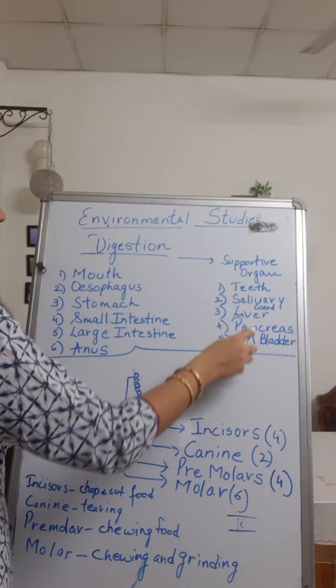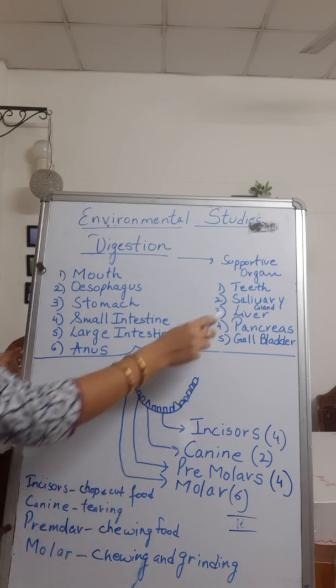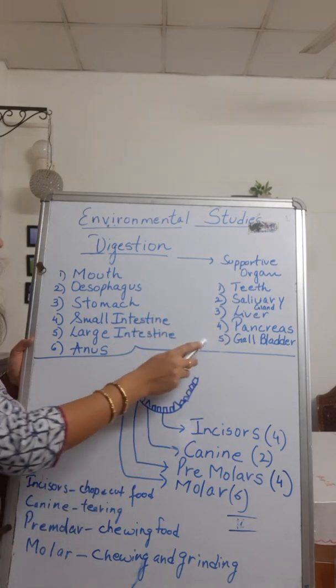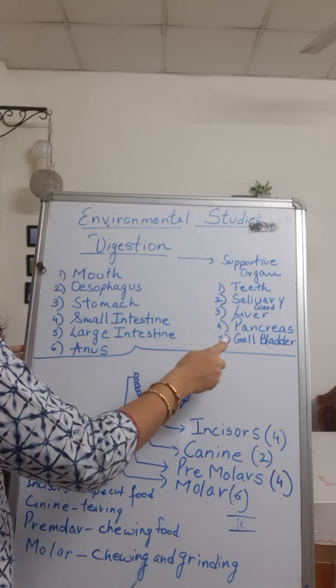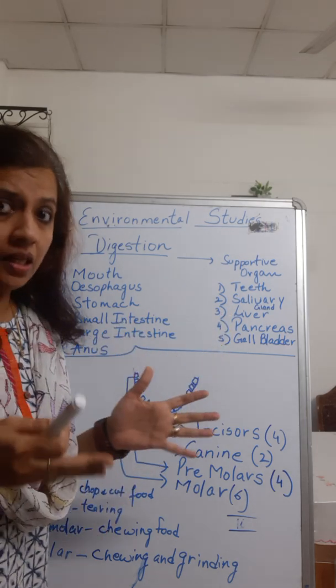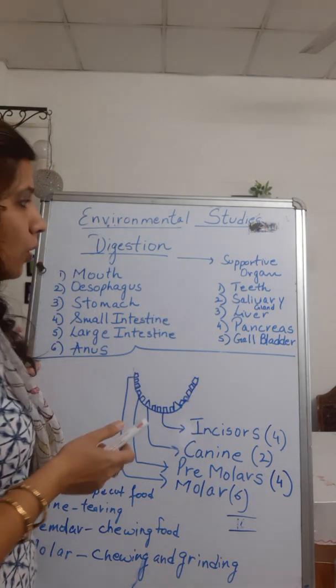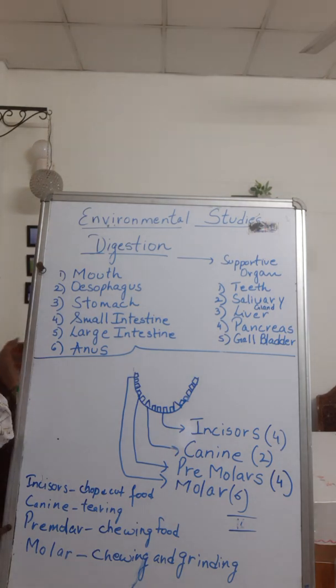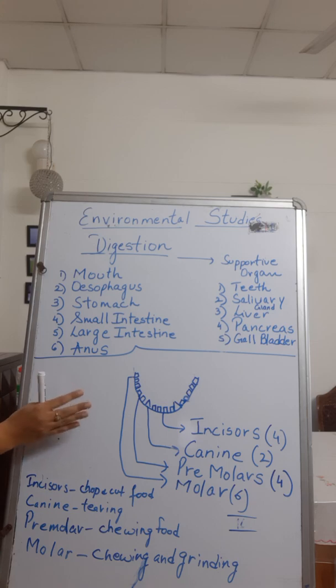Then we have these three: liver, pancreas, and gall bladder. Now what are their functions? For your class, you can understand that all these three organs produce juices which aid in the process of digestion. Liver is there, pancreas is there, and gallbladder is there. They produce juices which help in the process of digestion. I hope the board is visible to you.